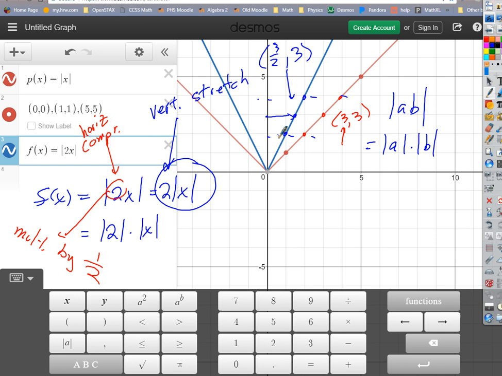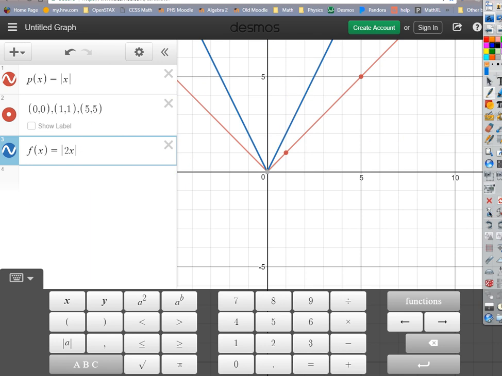Okay. So then, if I were to make this number inside, how about a 1/2, what's that going to do?